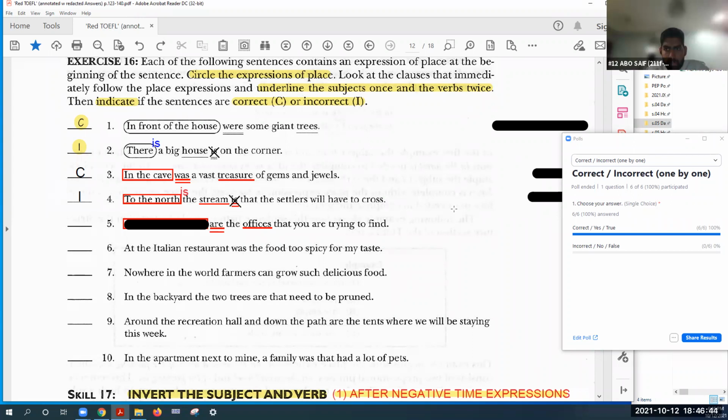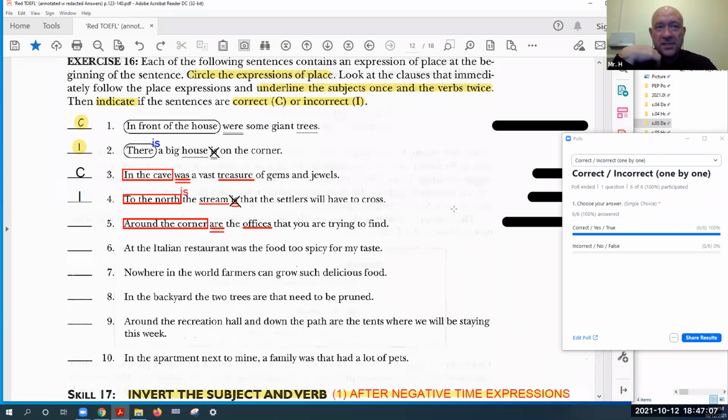Now, if I cover this, is it complete? When I cover the expression, read it. Are the offices that you are trying to find? What does that mean? It's an incomplete sentence. So this idea is not complete, right? The expression is necessary. Exactly. So this sentence is correct. You understand? The expression at the beginning is necessary. Because it's necessary, the verb comes first, then the subject. All right, let's try another one. Number 6.